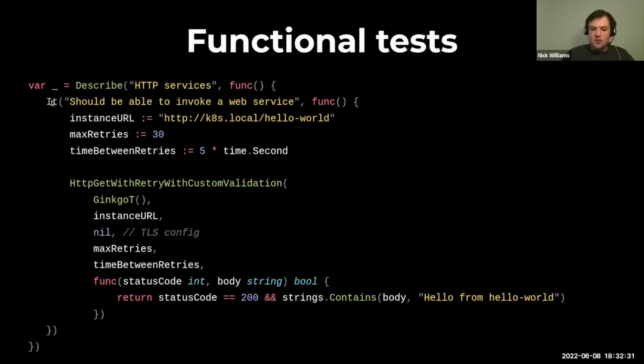So here I've added a new test, which is saying the HTTP services should be able to invoke a web service. You see I'm calling this HTTP get with retry custom validation. We'll talk about retries in a little bit. But effectively, we're literally just making a HTTP request to the service where it should be served from, and we're checking that we're getting a 200 back and that the string contains a particular message, which is hello from hello world.